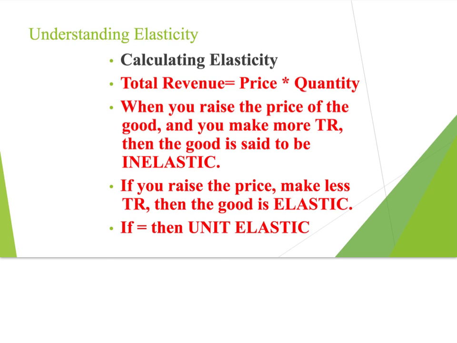Calculating elasticity is where we use the total revenue method, which is price times quantity. So when you raise the price of the good and you end up with more total revenue, then the good is said to be inelastic. If you raise the price but make less total revenue, then the good is said to be elastic. If you change the price and total revenue is the same, then that's the third option, which is unit elastic.